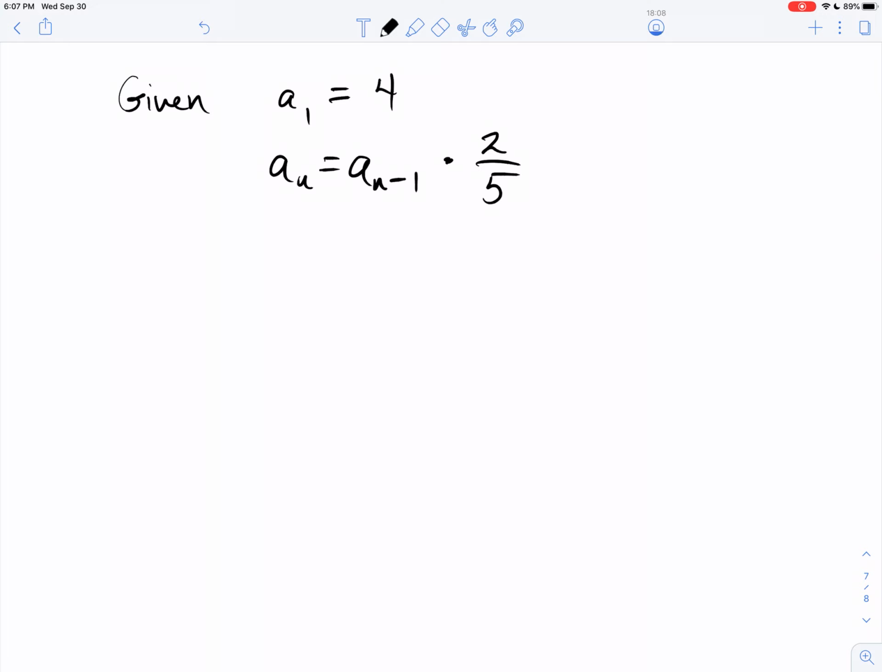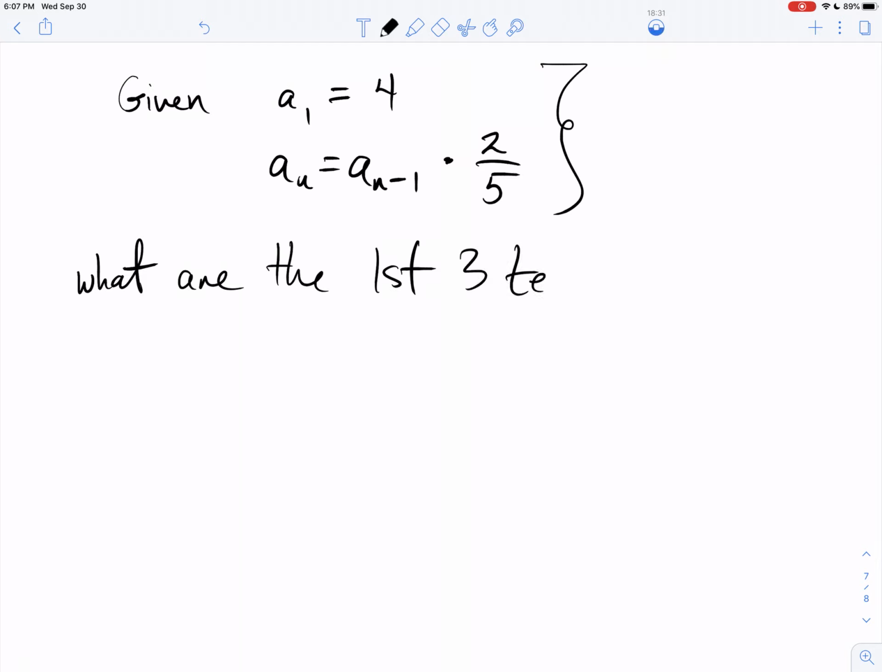What did they just give me here? What is this thing called? That's called a recursive definition. So they might say, given this information, and I'm going to do this to you on the assignment, what are the first 3 terms in the sequence?